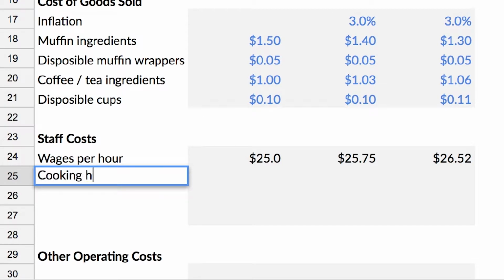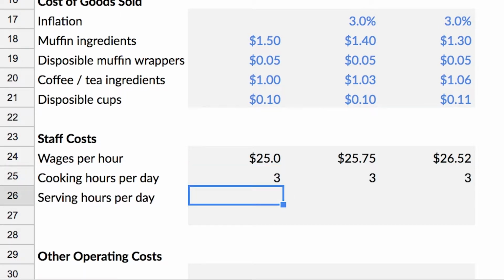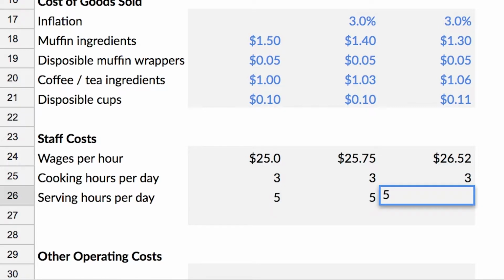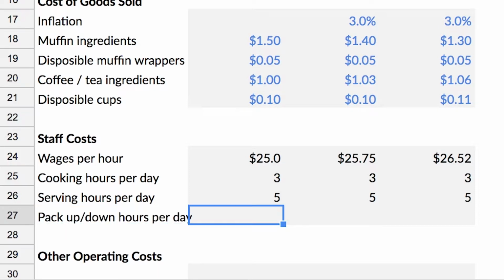So let's think how many hours we'll need someone to cook, cooking hours per day, and let's say we need someone baking muffins for 3 hours. We're open 5 hours a day, so we need to have someone manning the coffee cart 5 hours a day. We'll add that same assumption, 5. And then we also know we need people to clean up at the end of the day. So let's call it pack up, and let's assume that's another hour. So maybe half an hour in the morning, half an hour at the end of the day.